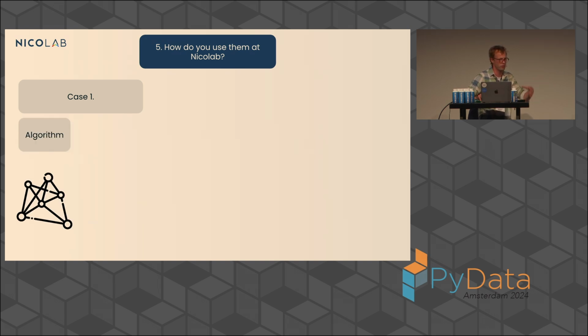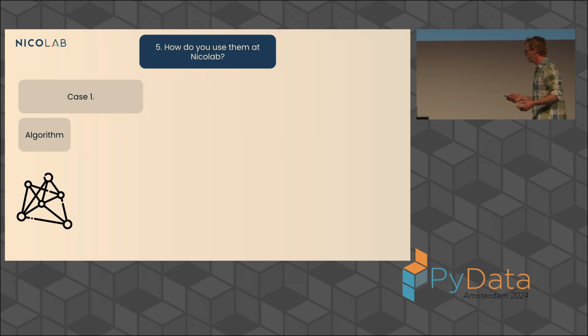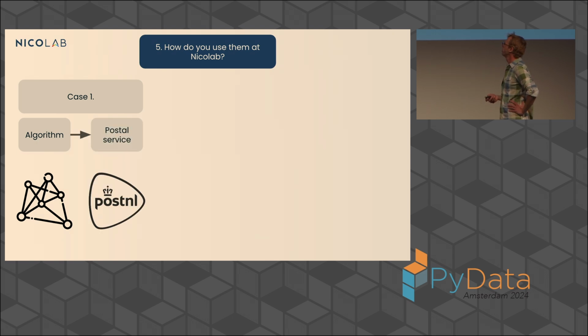So the first case is we have one of these algorithms that we were running. Okay, that's nice. That's done. It'll produce results, nice color maps of the brain, that kind of stuff. And we'll feed that to some sort of a postal service. And the postal service's job is to send these results out into the world.